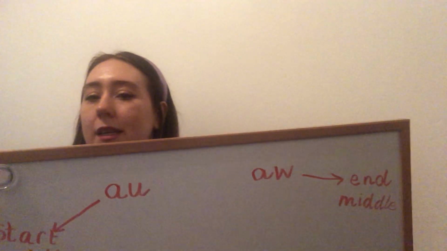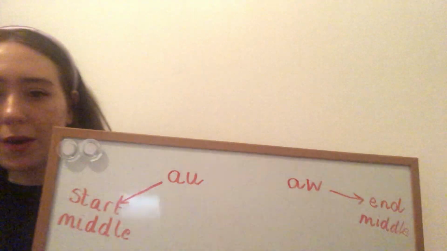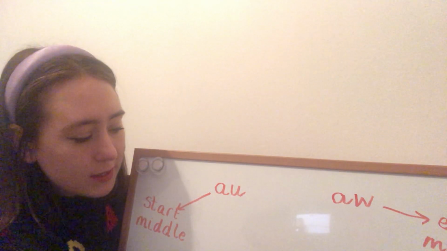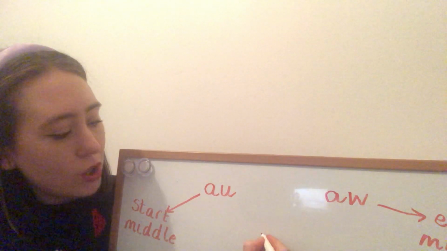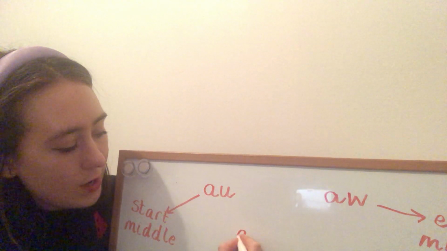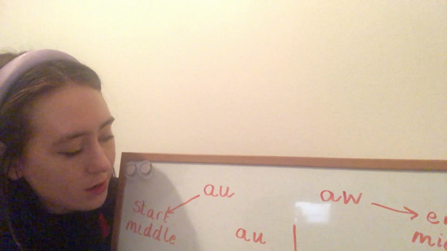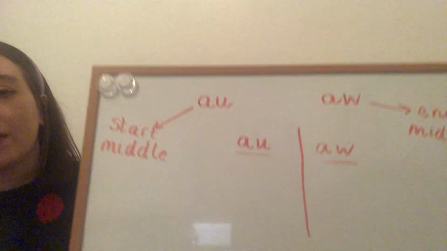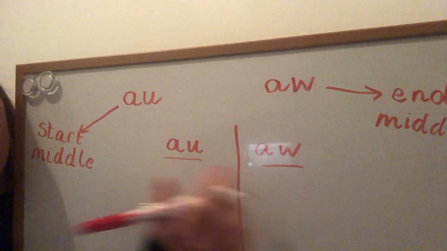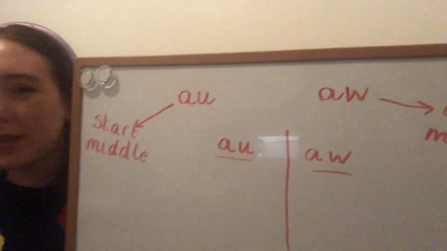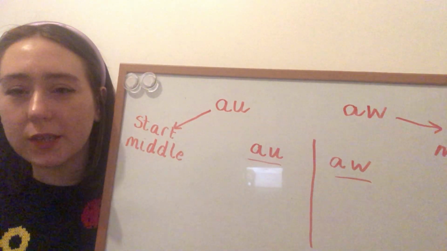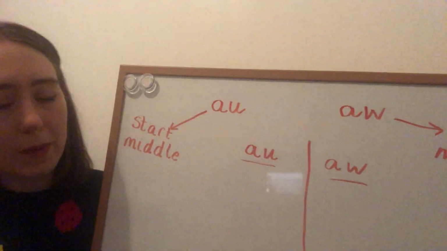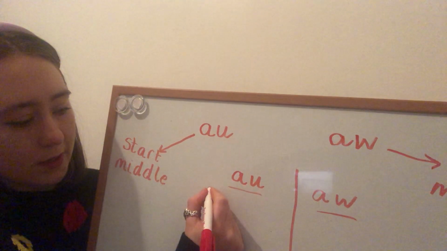Now this might seem like a silly technique to use, but it's one that will work the more you practice and the more you see these words. So let's take the word launch, and I'll have an au here and an aw here. Now I'm going to write the word down, launch, using both spellings, and we're going to see which one looks like it should be right, because I know that we've seen these words in some of our reading books before, so you might be able to recognise which one is correct.